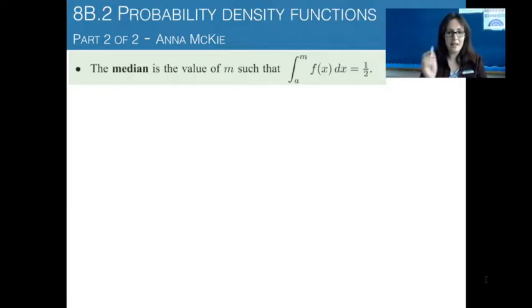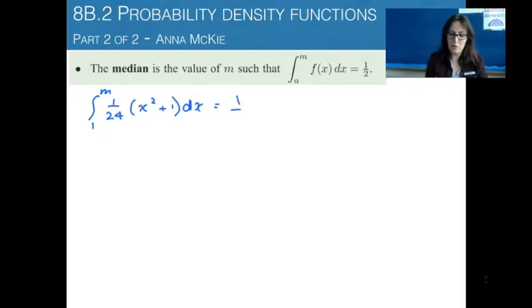As the expression there implies, we have to work out the integral between the lower end point, which for us is 1, and we don't know what our m is. That's what we're solving for. We write out our function, and we want to know at what point that's equal to a half. So when we've accumulated up to a half of the data that has happened.